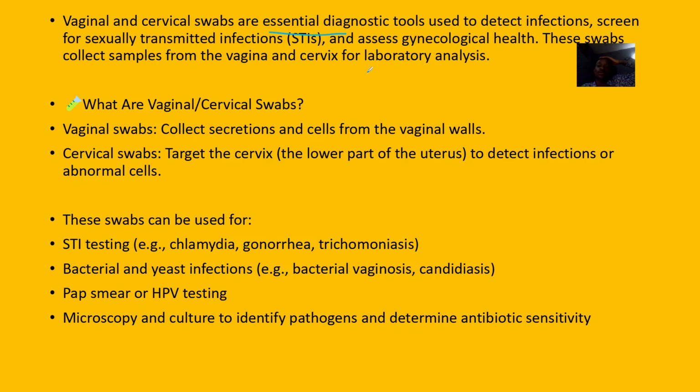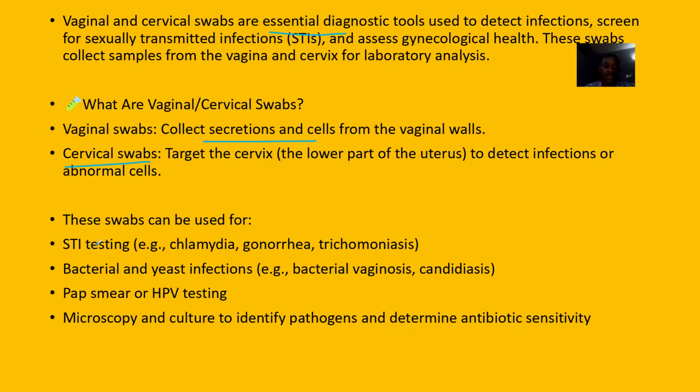Okay, so if you are saying vaginal swabs, you are collecting a sample from the vagina. If you are saying cervical swabs, you are collecting a sample from the cervix. Do you understand? So what are they? Vaginal swabs, you are collecting secretions and cells from the vaginal walls. Cervical swabs, you are targeting the cervix, that's the lower part of the uterus. Of course, here you want to detect infections, or you want to see that maybe there are some abnormal cells that are leading towards cancer.